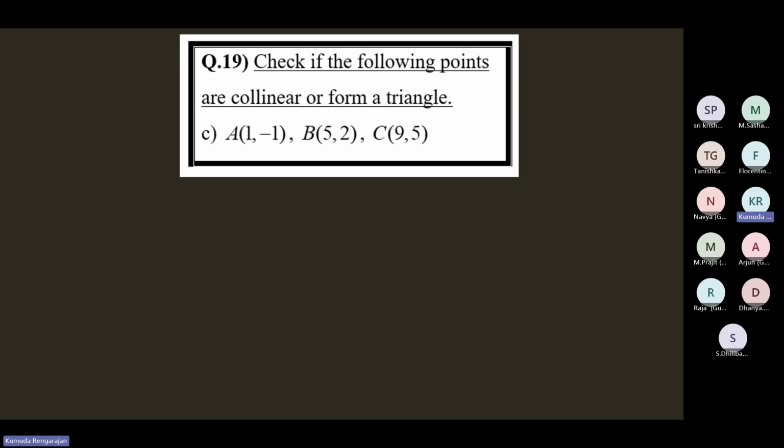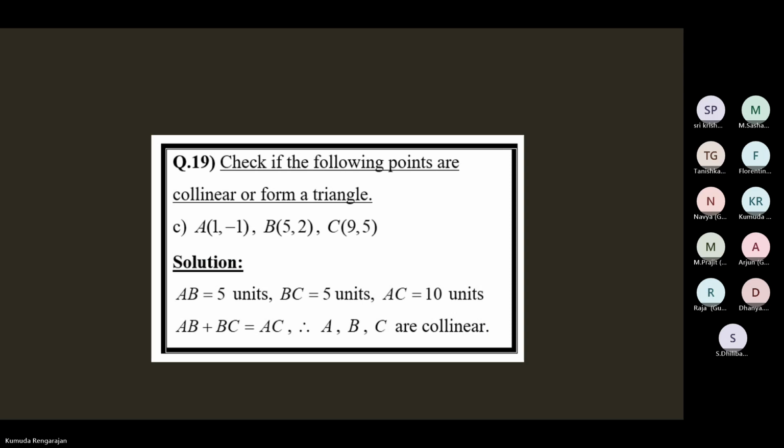Yeah, this one. Ma'am, AB is 5, BC is also 5, AC is 10. Oh, 5, 5, 10. Okay. Even I don't have the complete steps for this. So AB, BC, AC, they are collinear.